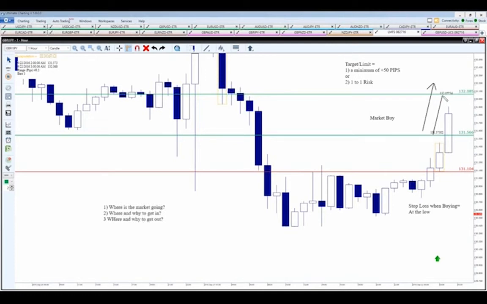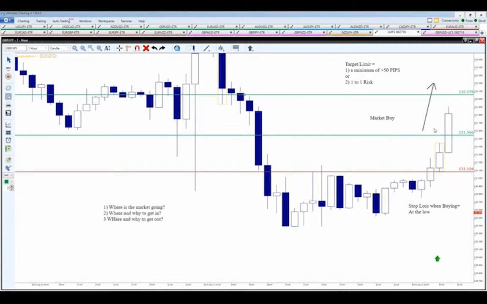So what did I say? That's going to be 132.07. So I was off by 1 pip. There we go. So our risk on this one, our target's 50, we're risking 46. So we have our entry, we have our target, we have our stop loss set up.